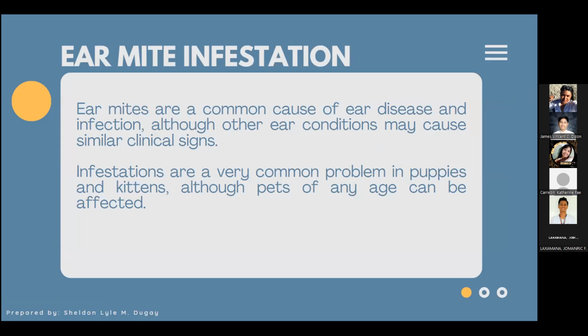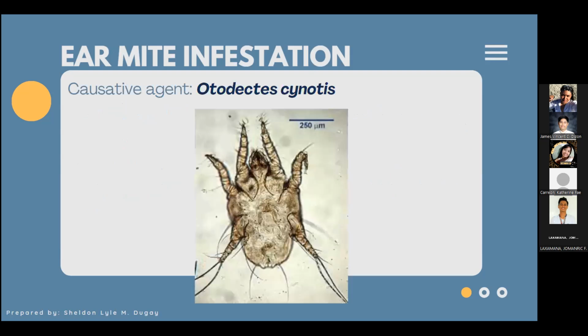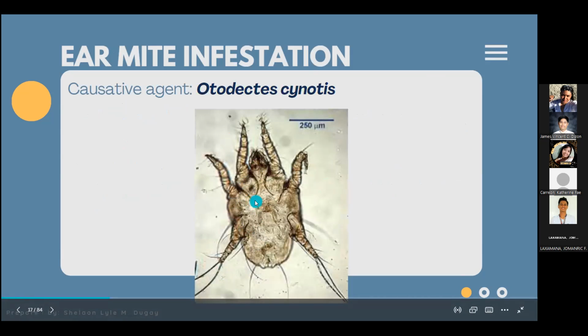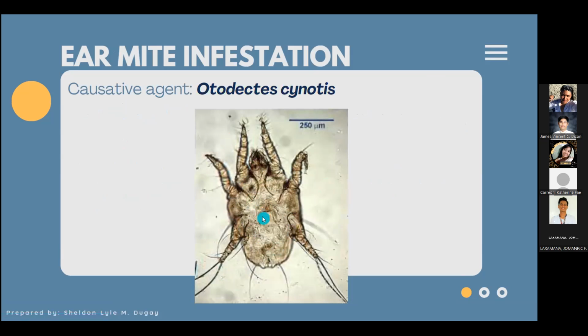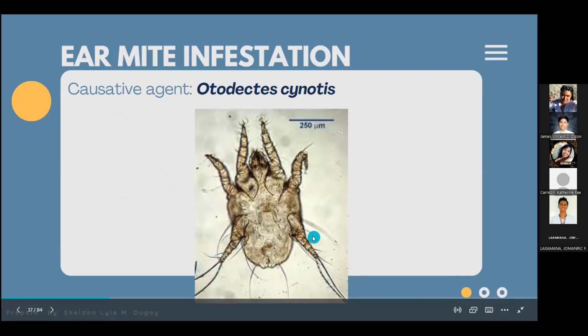Infestations are a very common problem in puppies and kittens, although pets of any age can be affected. So, yung causative agent is Otodectes cyanotis. Kung makikita nyo, ito medyo mas pahaba siya kaysa dun sa sarcoptic na species. Ayan.